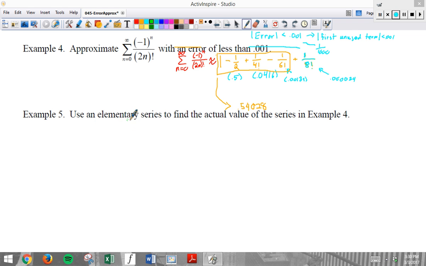Use an elementary series to find this value. That cues you in. There are 4 elementary series: there's e, there's sine, there's log, and there's cosine. Only one of those has 2n factorial in it. So I'm thinking cosine, because cosine has 2n factorial, which you should all know. Yes, you need to have it memorized. It would be this.